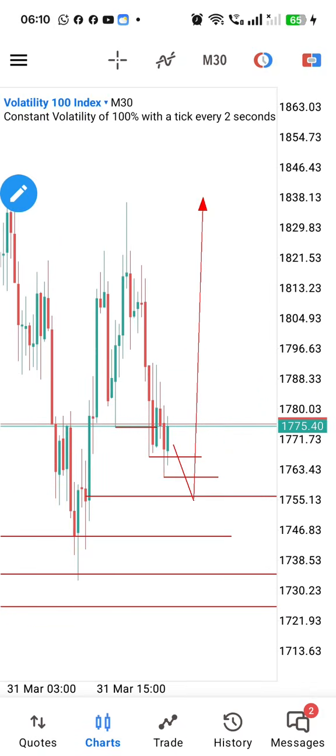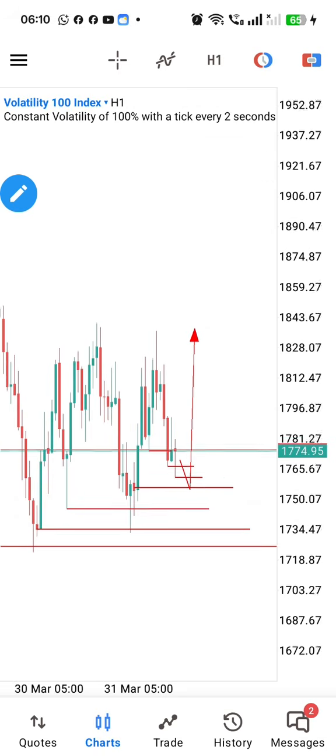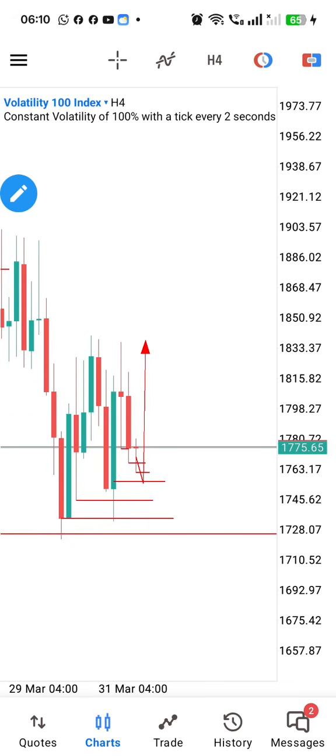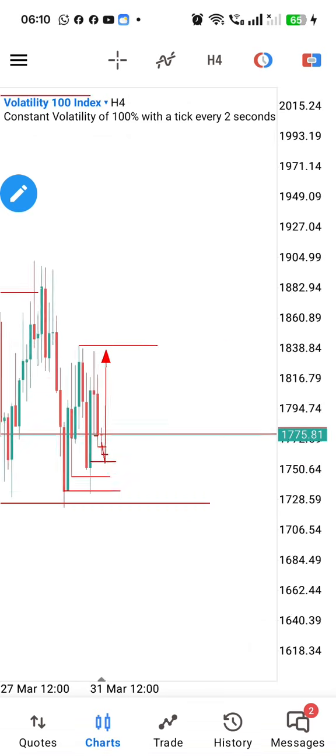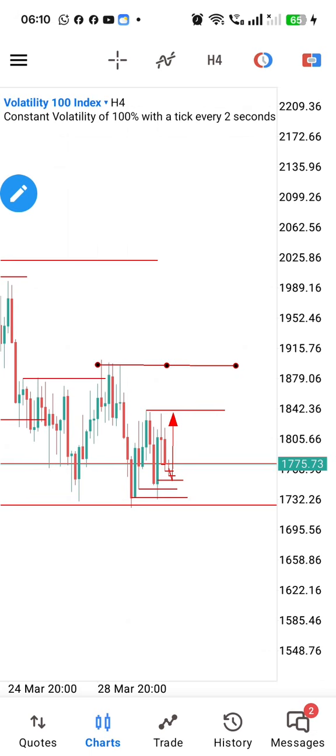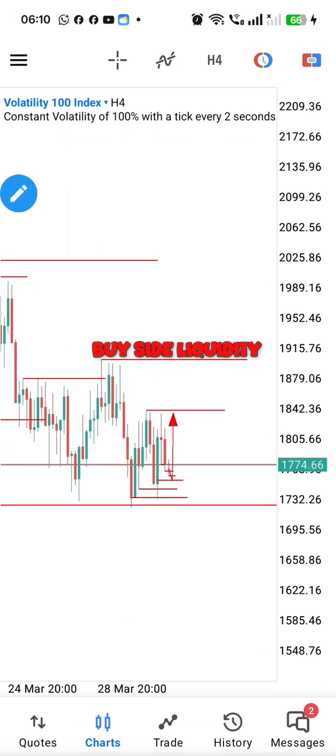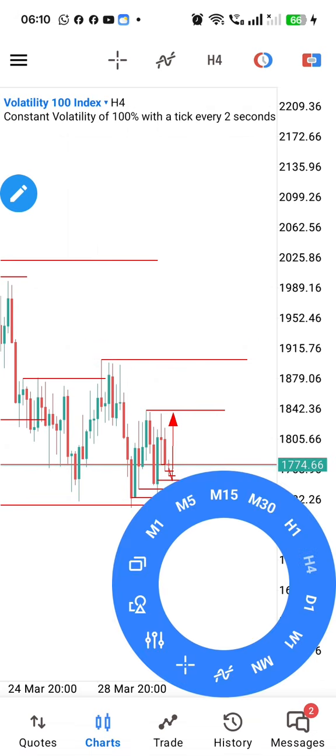I expect price to dip into and react off of, and we're going to be buying into the highs there, like this buy side liquidity. See, there's the first buy side liquidity we're going to reach for, and the last buy side liquidity, I believe, where we're going to collect our profits.